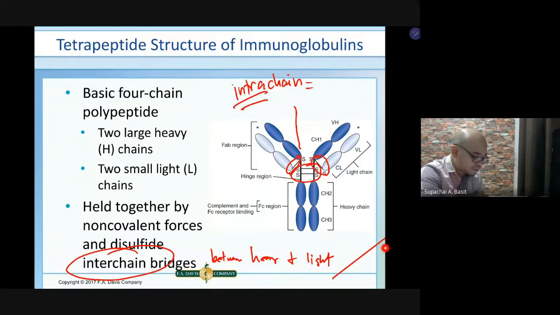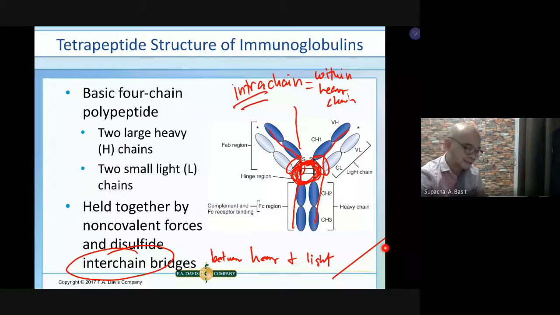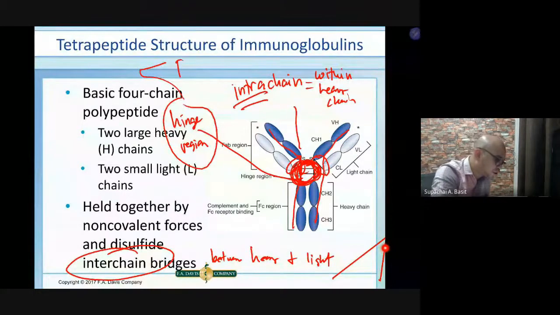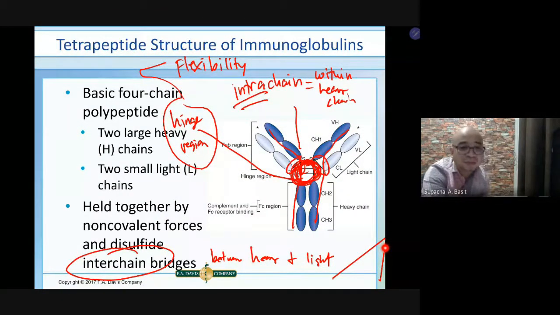Because when you say intrachain, it is within the heavy chain. This is the heavy chain. This is another pair of heavy chains. So the one that you found here is also the intrachain bridges. Incidentally, the intrachain bridges is where you can also find the hinge region. And the hinge region is important because this contributes to the flexibility of the immunoglobulin.